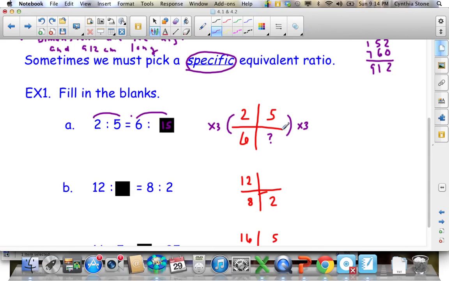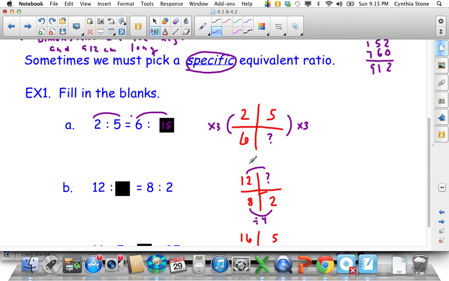Okay? So let's use the box again. 12 to I don't know, I'd like to know what this number is equal to, 8 to 2. Now, looking at it for a relationship that's easy to work with, here's the one I see. 8 divided by 4 gives me 2. That means 12 divided by 4 will give me my question mark.